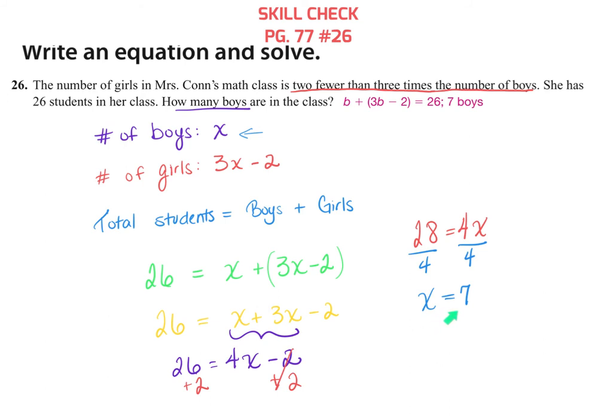So then I want to make sure I answered the question. They really only asked for how many boys were in the class. They could have said how many of each, how many boys and how many girls, and then I would have had to go back and solve. I could take the 7 away from the 26, or I could plug the 7 back into the 3x minus 2. But they just asked for boys. So I have set up the equation, which is one thing they asked for, and I have solved for the number of boys, 7 boys.